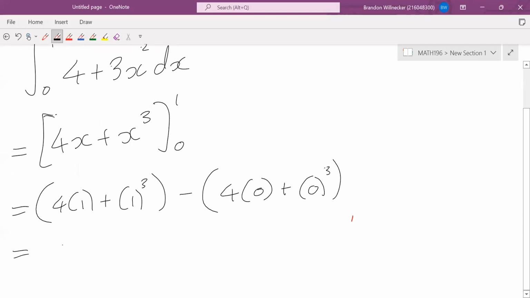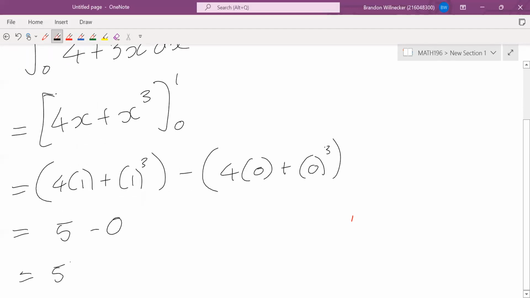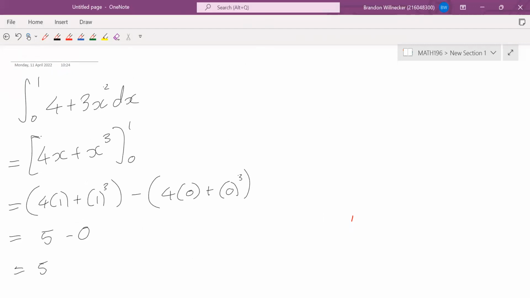So we're going to get 4 plus 1, that's going to be 5, minus 0. Okay, that's just going to be 5. Okay, so another straightforward example of finding the antiderivative and then evaluating the antiderivative, first at the upper bound, minus evaluated at the lower bound. And please note that this antiderivative has no plus c to it.